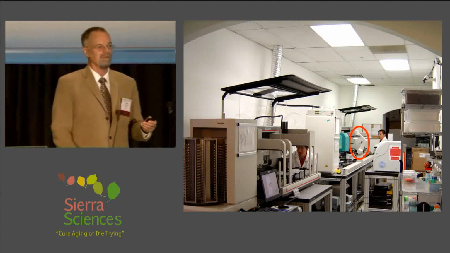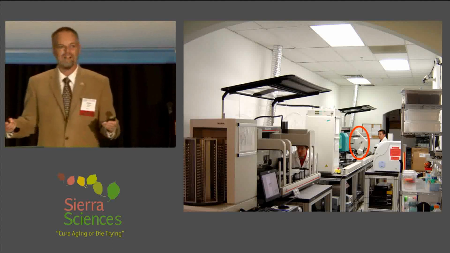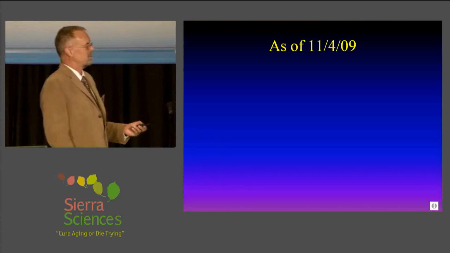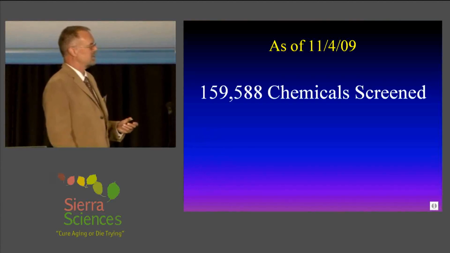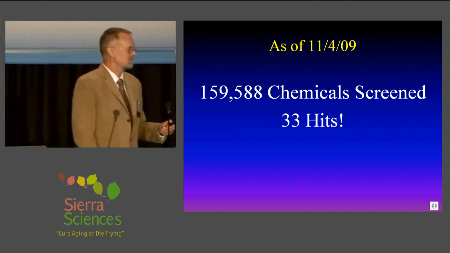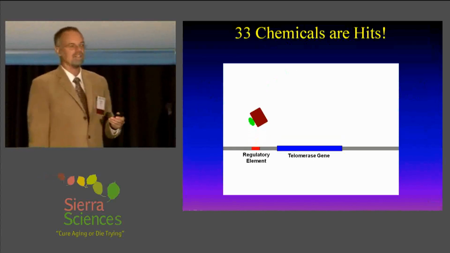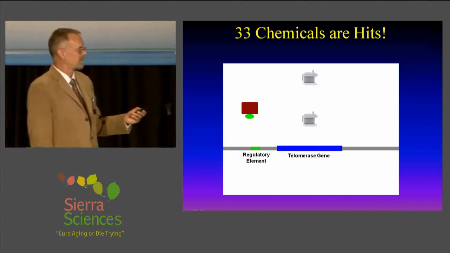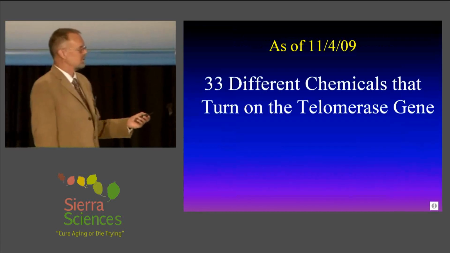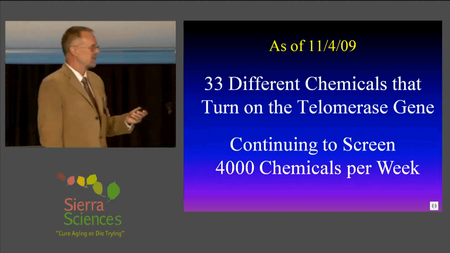And the key is, I want everybody to be aware, a very significant effort is underway here to try to find a way to induce telomerase expression. So as of just a few days ago, we have now screened 159,588 chemicals, and we've actually found 33 hits. That is, we have found 33 of these green things that are dislodging this repressor and turning the gene on. So they call it a hit. Now, we've found 33 chemicals that turn on the telomerase gene, and we are continuing to screen for more compounds at a rate of 4,000 chemicals per week.